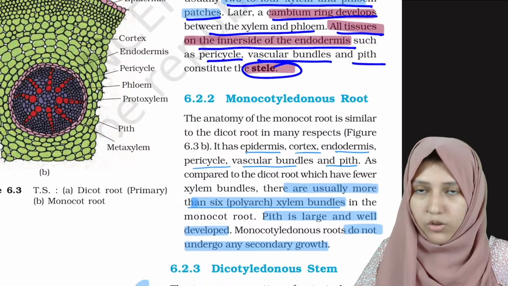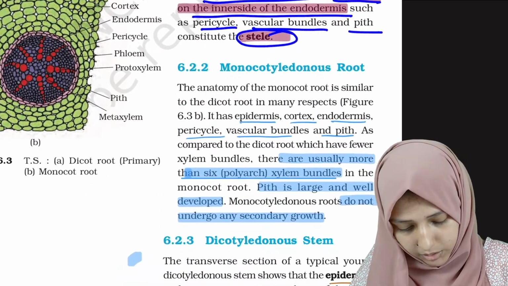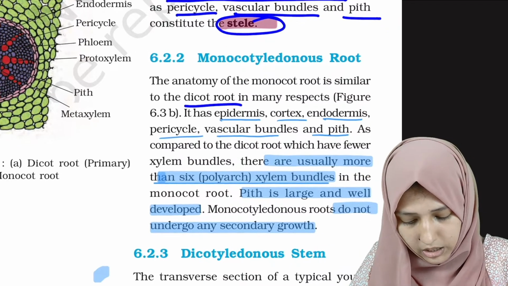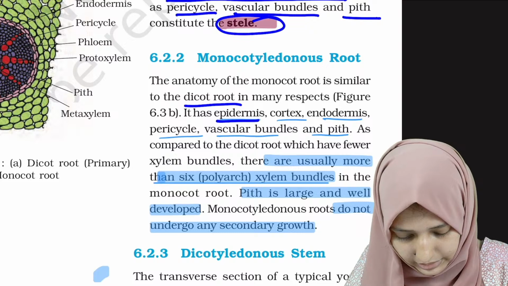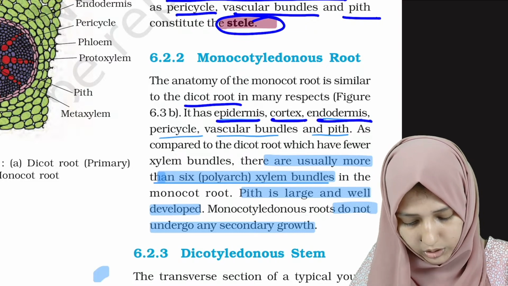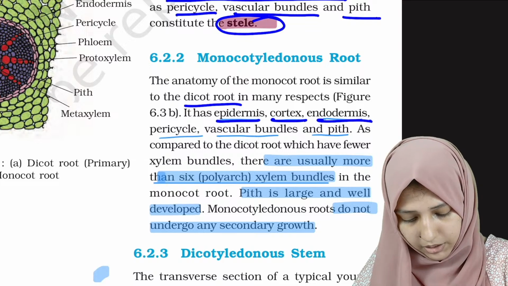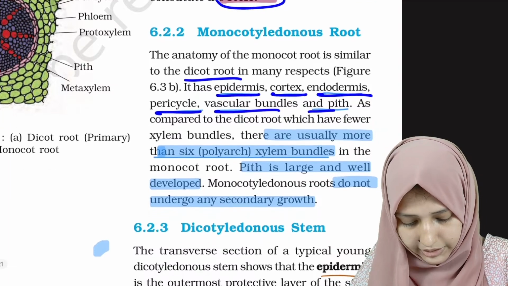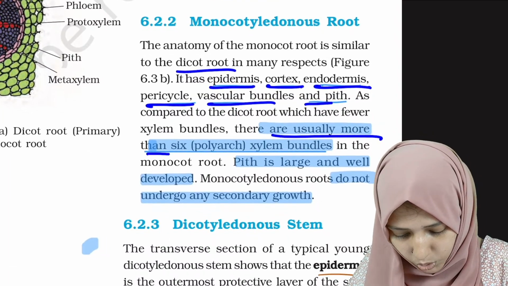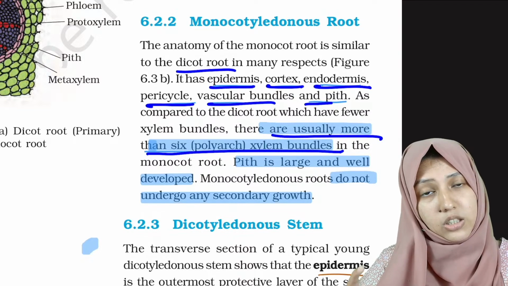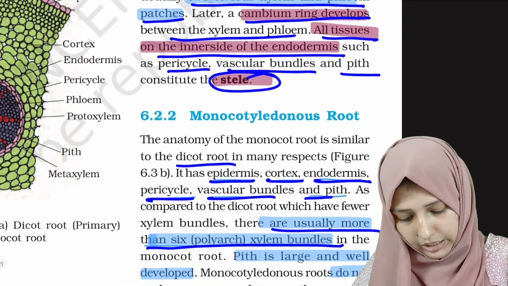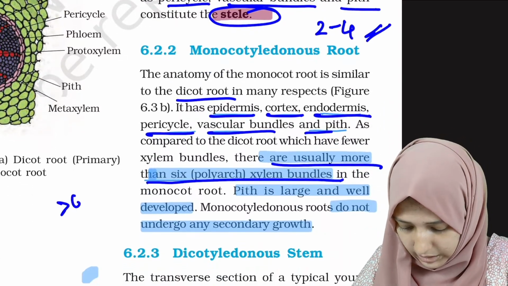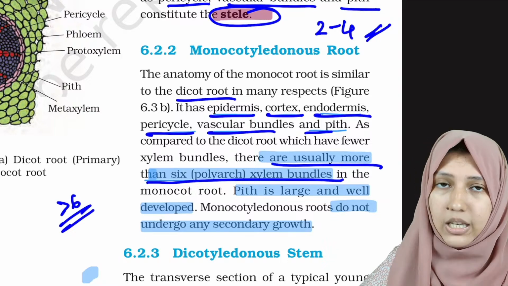Now coming to monocot root. The anatomy of monocot root is similar to the dicot root in many aspects. It's almost the same. The only difference we will be discussing here. It has an epidermis, a cortex, an endodermis, pericycle, vascular bundles and pith. Everything is the same. The only difference is that they usually have more than 6 xylem bundles. In dicot root it was 2 to 4 pairs of xylem and phloem patches. But here it is always more than 6 xylem bundles.